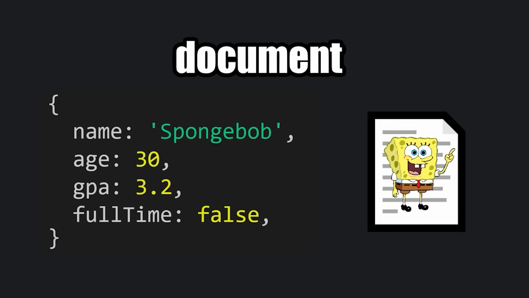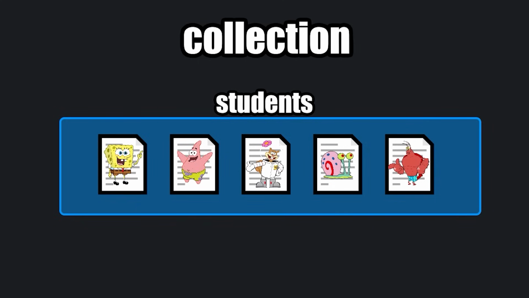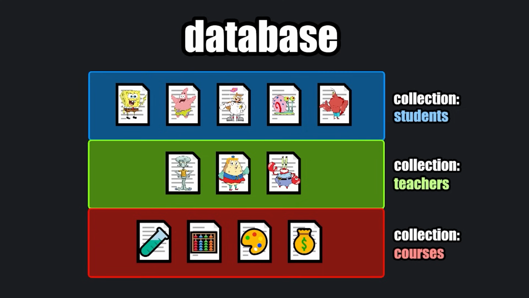This is how our NoSQL database is arranged. We have a document. A document is a group of field value pairs to represent an object. A collection is a group of one or more documents, and a database is a group of one or more collections. This makes working with and scaling our database really easy.